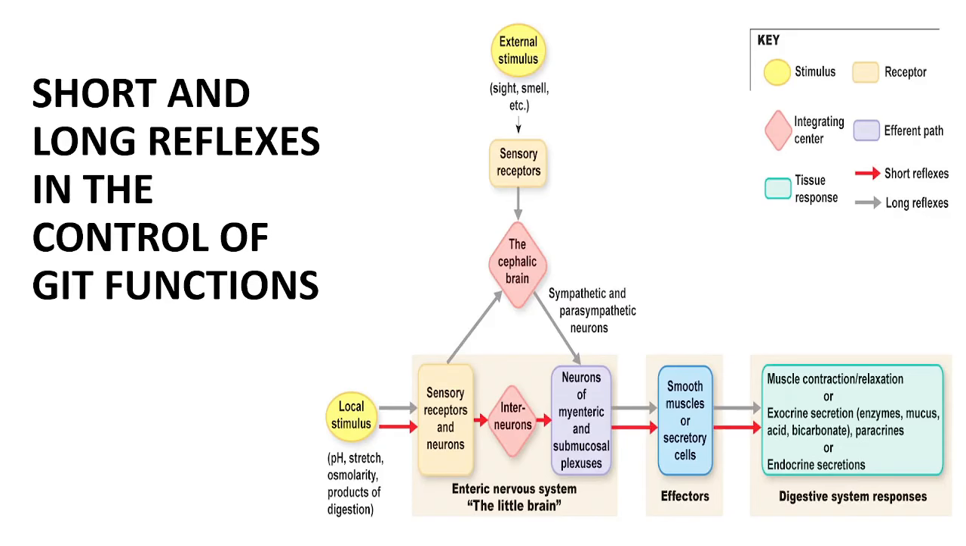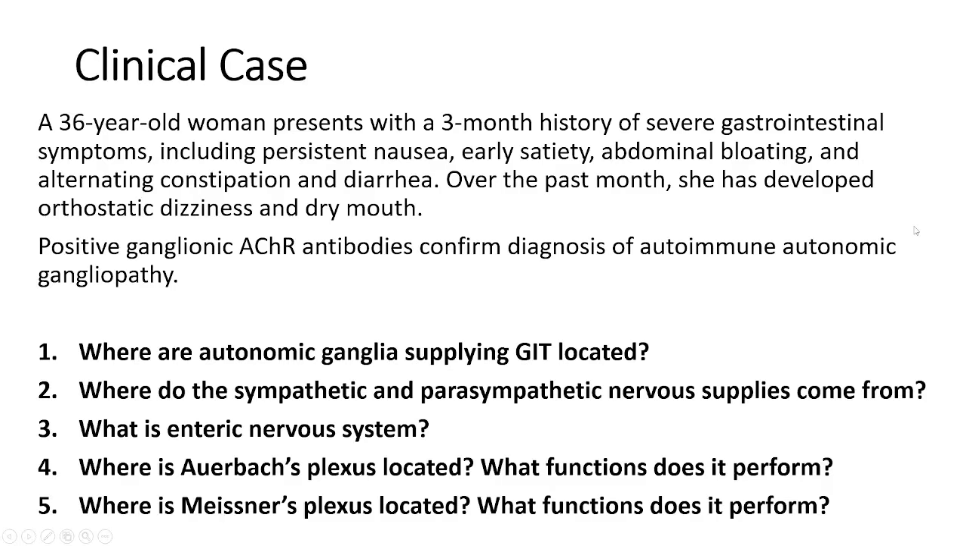For saliva secretion, there are only long reflexes. It involves the CNS, so there is no enteric nervous system when we talk about the glands.